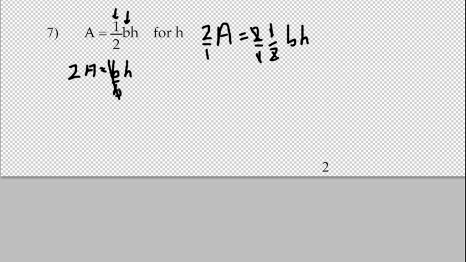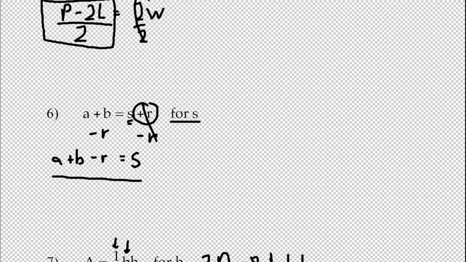B over B is 1. 1h, I'm just looking for the h. So, divide both sides by b, and again, there's your answer. That's it. H equals 2a over b. You got rid of the fraction by doing the reciprocal, you divided by the number next to the letter. I know it's a letter, but that's it. There's the answer. Now the last one is a pretty hard one actually.